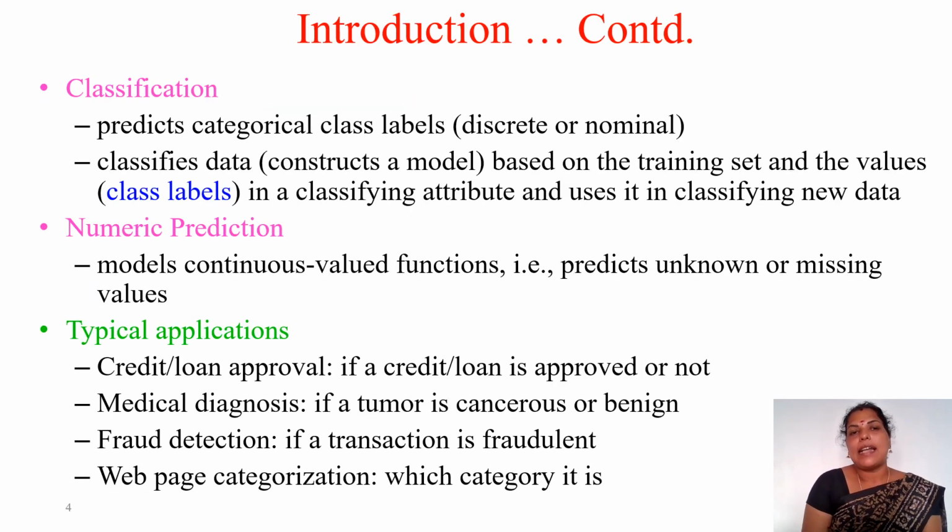So next is classification versus numeric prediction. Classification means it predicts the categorical class labels, that is discrete or nominal, and it classifies the data. That is, it constructs a model based on the training set and the values, that is the class labels in the classifying attribute, and uses it in classifying new data.